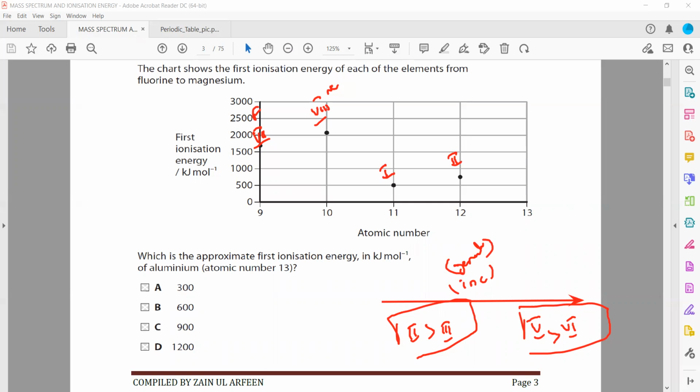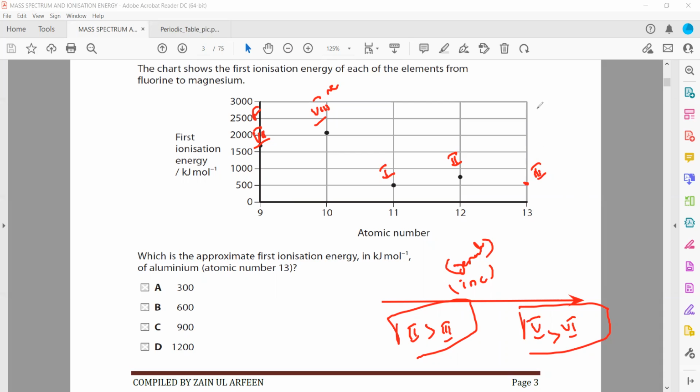So group 2 is there, like this is sodium, which is group 1, then we have magnesium and then aluminum. So where the ionization of aluminum will lie, it will not be above magnesium, it will be below. So it will be between sodium and magnesium. So this will be the first ionization energy of aluminum.